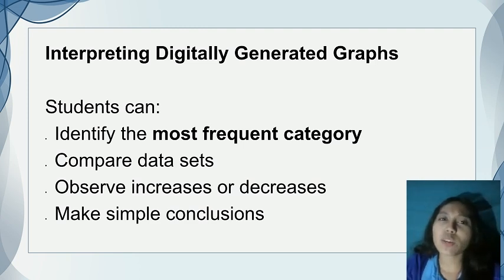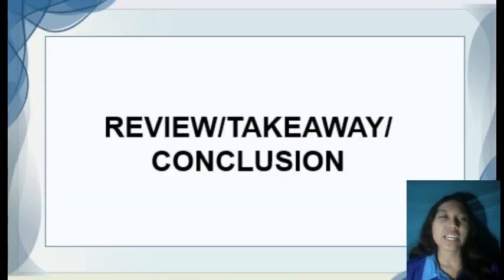What is something you can do when interpreting a graph? A, change the data. B, identify the most frequent category. C, create the graph. D, delete the graph. Now let's review all the things that we learned today. It covers probability, descriptive statistics, which is the mean, digital tools for data analysis, and problem-solving steps.